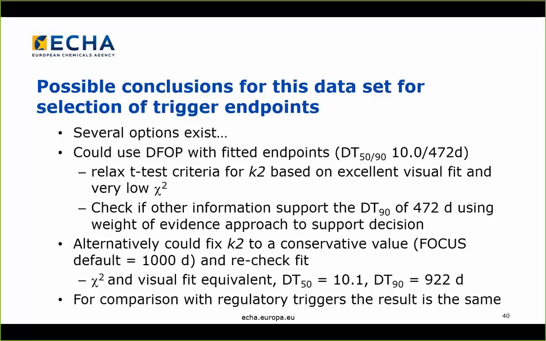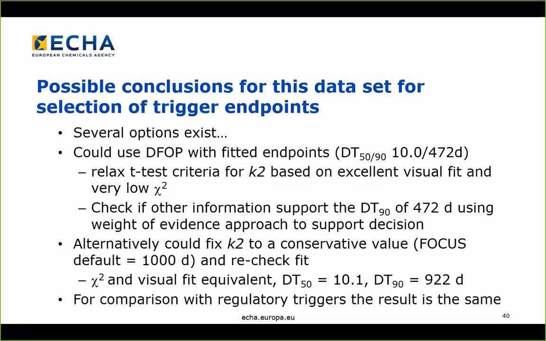FOCUS says 1,000 days is conservative, and you can recheck the fit. It's easier to show you that kind of thing in some of the workshops later. But if you do fix that K2 rate constant to 1,000 days, the chi-squared and the visual fit look almost identical. The DT50 stays almost the same, and the DT90 increases to 922 days in that case. But for comparison with the regulatory triggers, the result is actually the same.